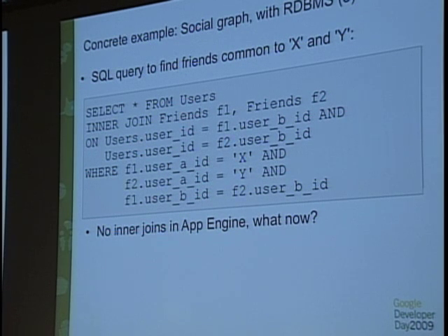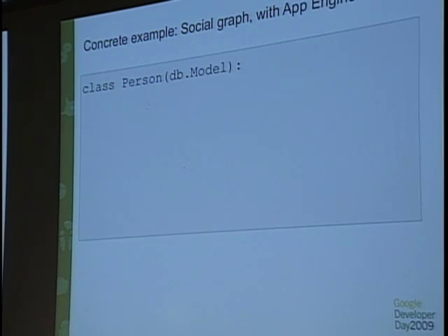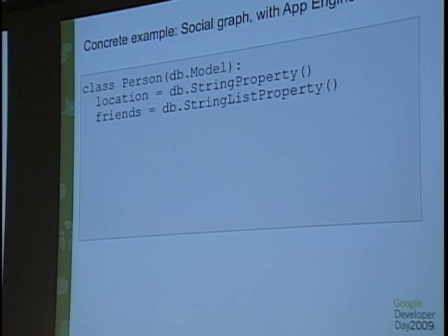Now in App Engine, there were no inner joins like this one. So what do we do? Well, maybe list properties can help again. Let's create a class person, a location field, which is just a simple string property, and then a friends field, which is actually a list property. And that's it. That's our model. We don't have 2 tables. We just have a single entity with 2 properties, a regular property and a list property.